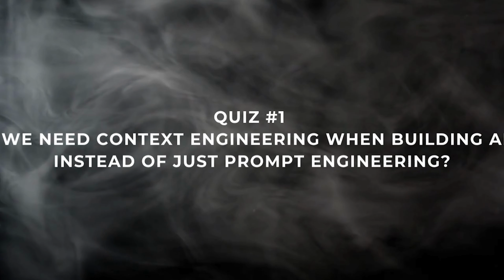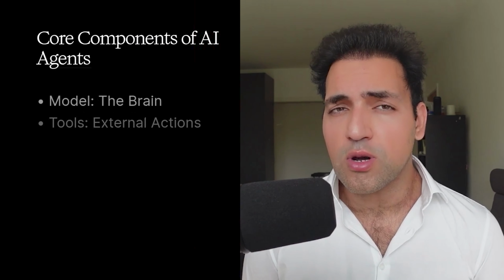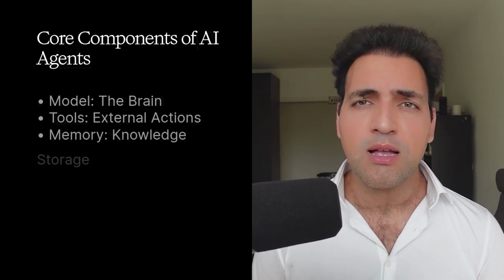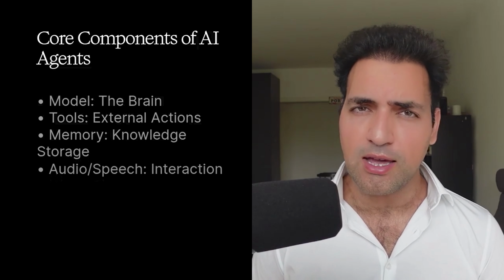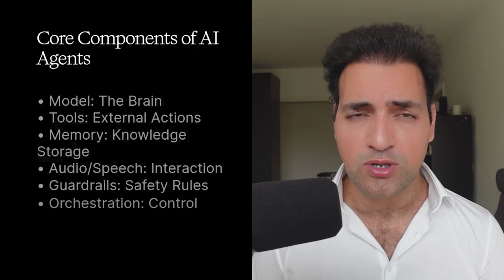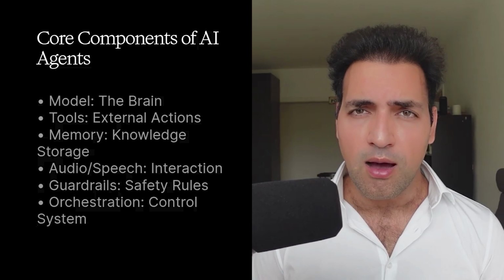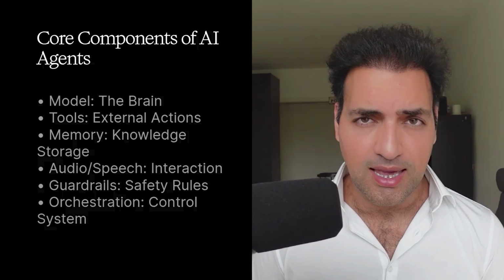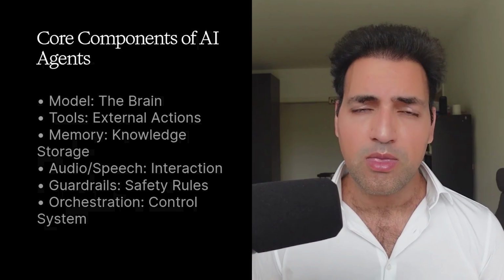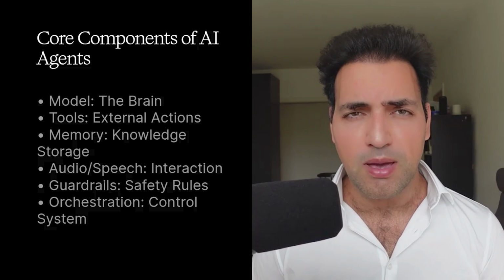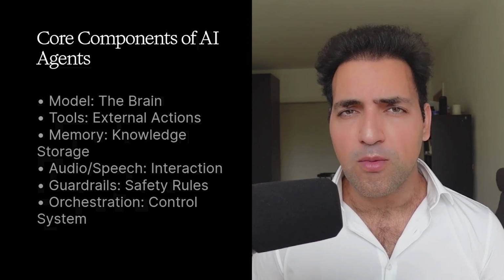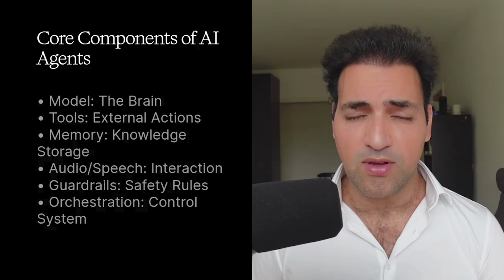The building blocks of AI agents. To understand context engineering, we need to know what makes up an AI agent. Every useful agent has 6 core components. Number 1, model, the brain, that could be OpenAI, Claude, Gemini, or open source. Number 2, tools for external actions like accessing calendar and sending emails. Number 3, knowledge and memory, storage and recall from past chats or domain-specific information.